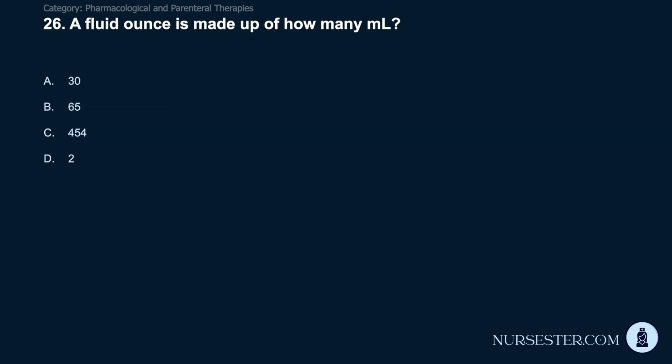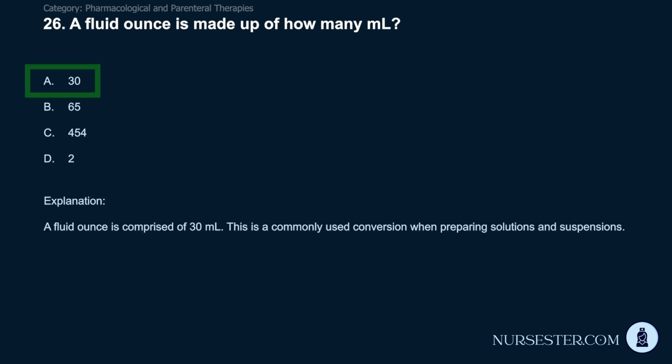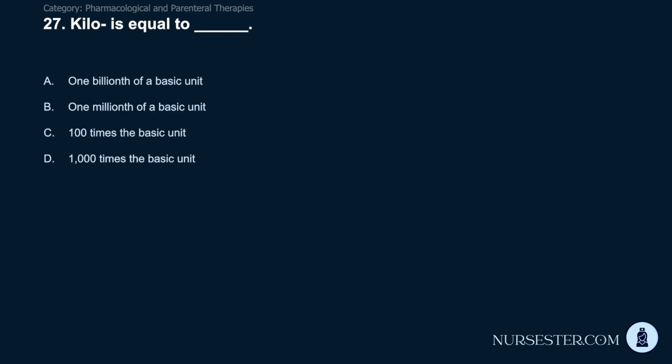26. A fluid ounce is made up of how many ml? A. 30. B. 65. C. 454. D. 2. Correct answer, A. 30. A fluid ounce is comprised of 30 milliliters. This is a commonly used conversion when preparing solutions and suspensions.